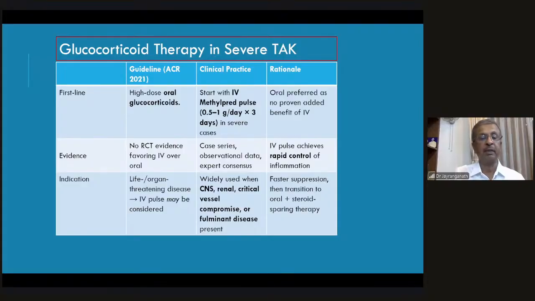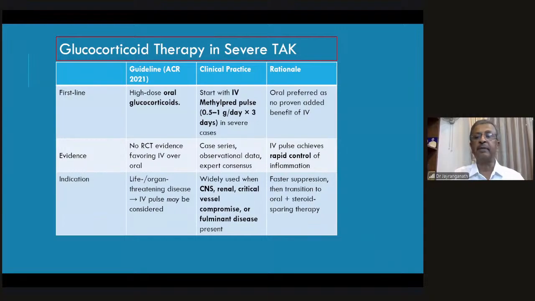Indication: we give it in all life and organ threatening disease. In clinical practice, we do start IV in our center because the child is very sick. Believe me, at least once a month we come across one or two very active, very bad cases. IV methylpred for 3 days in severe cases, then start the oral one. Evidence: only case series, observational data, expert consensus. Indication when they are very bad, like any involvement of the CNS, renal, cortical visual compromise, and a very fulminant disease involving LV function, where the LV is hardly moving and there are a lot of thrombotic episodes.